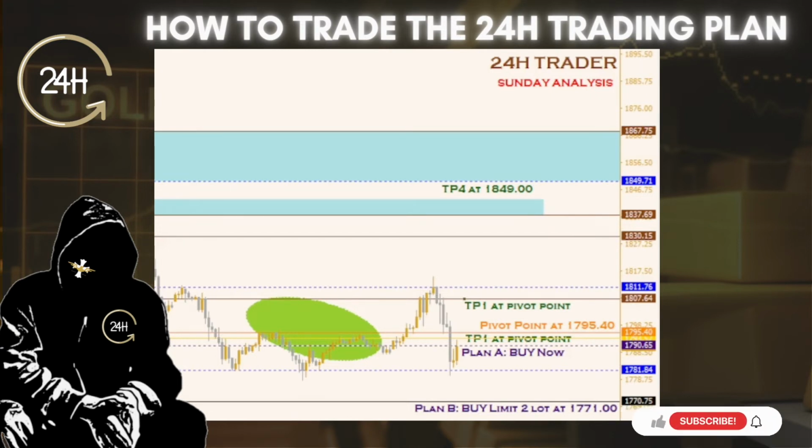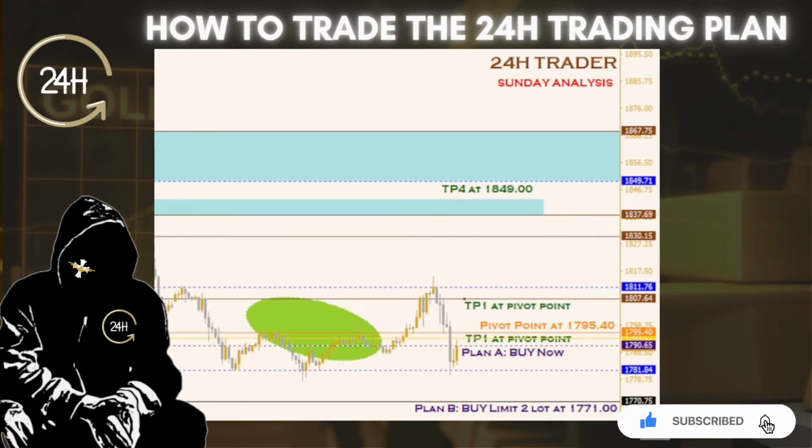Okay, plan B is to mitigate. So plan A, buy now, and then the take profit will be at the pivot point. If you trade for short term, place your take profit at the pivot point. The pivot point is at 1795.40. So the first take profit is at the pivot point right here.